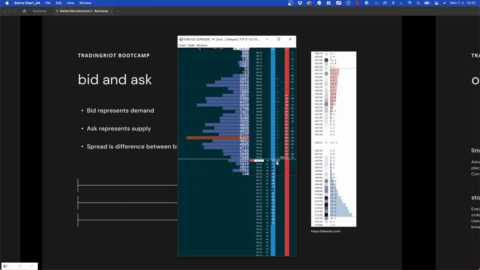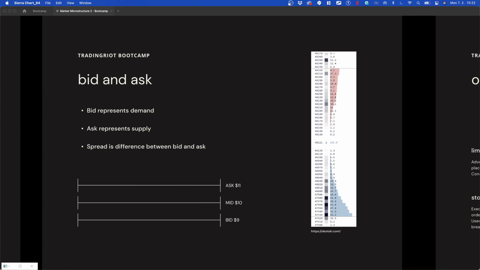shows the orders that are actually getting executed, and this is a volume profile. This is a more advanced thing. If you don't understand it yet, it's okay. I just wanted to show you. We will cover this a little bit later on, so no worries if this is too advanced for you.